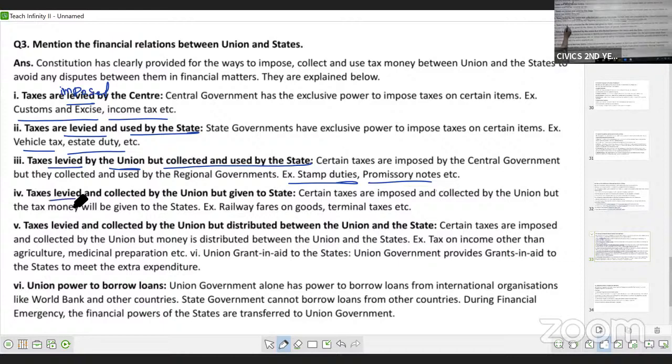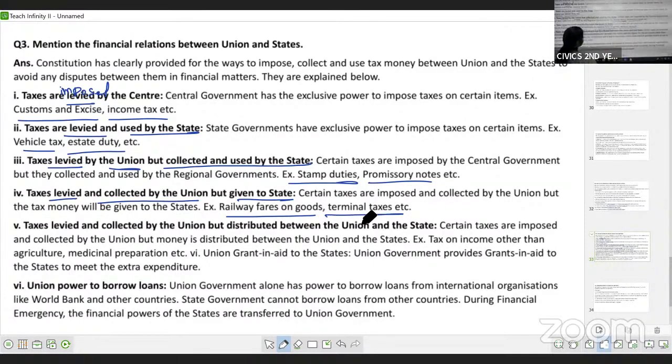And taxes imposed and collected by union but given to the state. Here the taxes are imposed and collected by the union government, but it is giving that money to the state. Like railway fares of the goods. When you send goods through railways, the charges you pay to the railways are collected by the union government, then given to the state government.